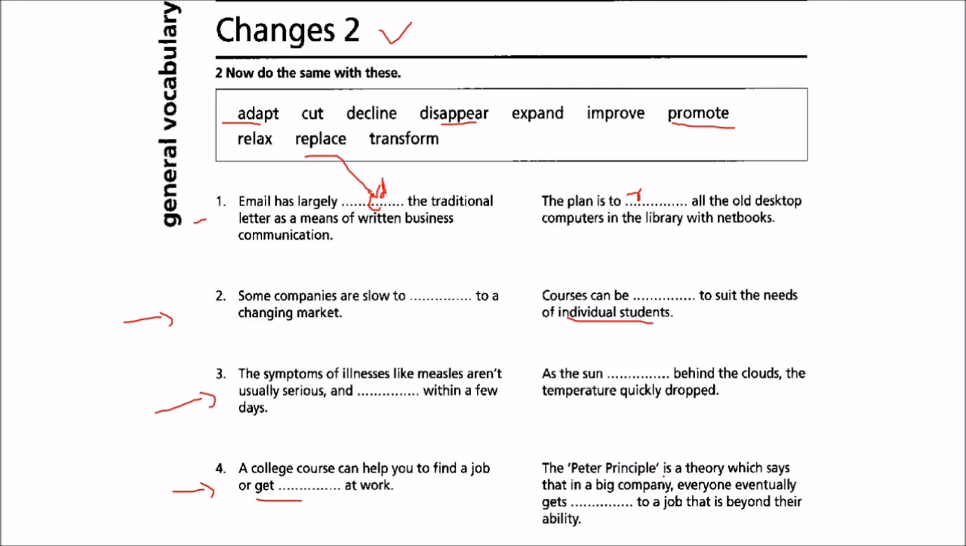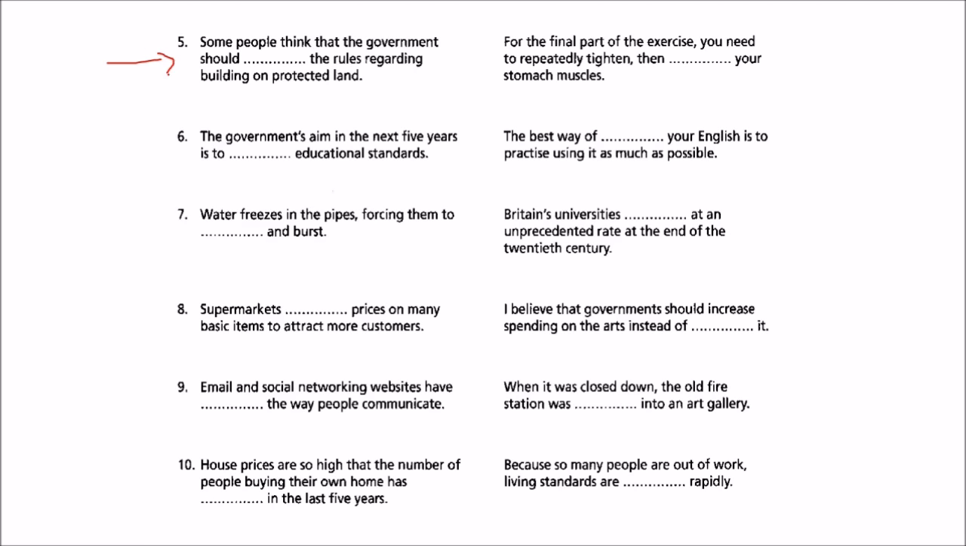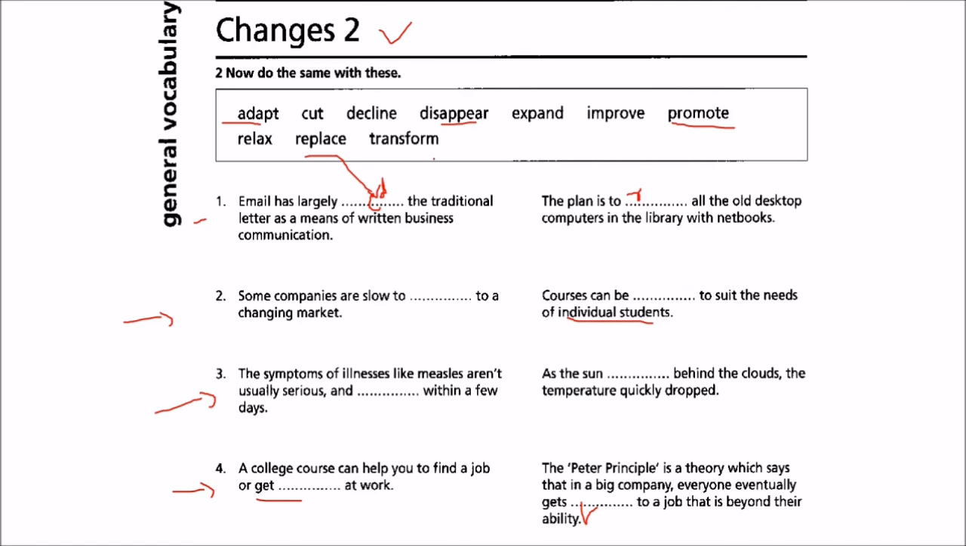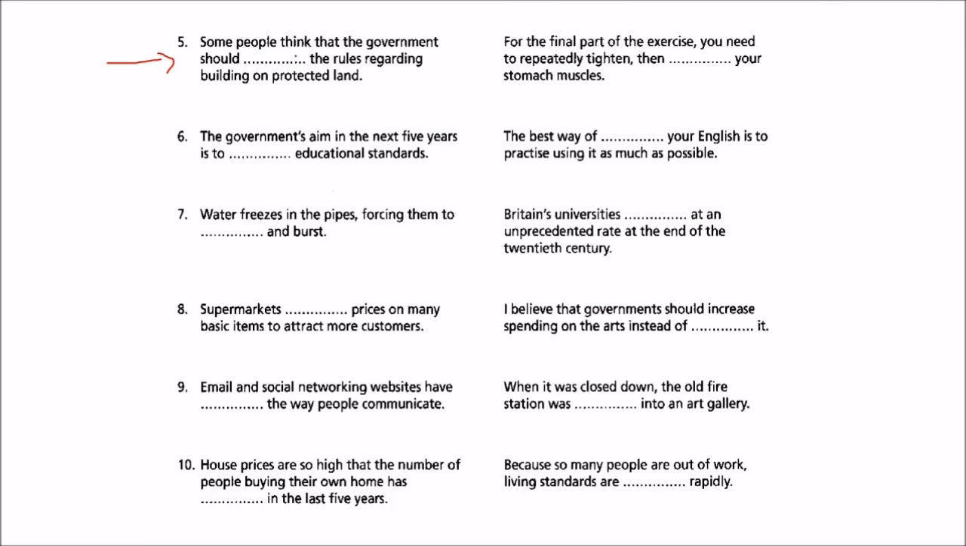This one, the Peter principle, is a theory which says that in a big company, everyone eventually gets what? Promoted to a job that is beyond their ability. So we'll use promoted in both the cases. Then coming to the fifth one, some people think that the government should dash the rules regarding building on protected land. What are we going to use here? Let us see, relax. Government can relax the rules. And here for the final part of the exercise, you need to repeatedly tighten, then relax your stomach muscles.